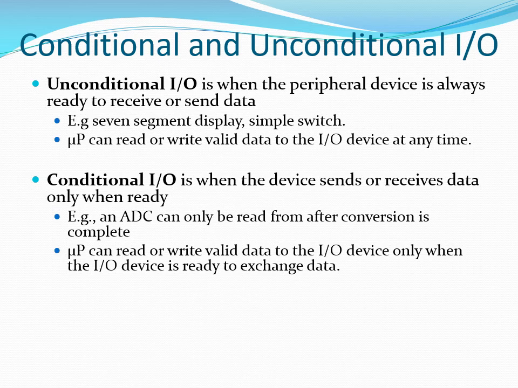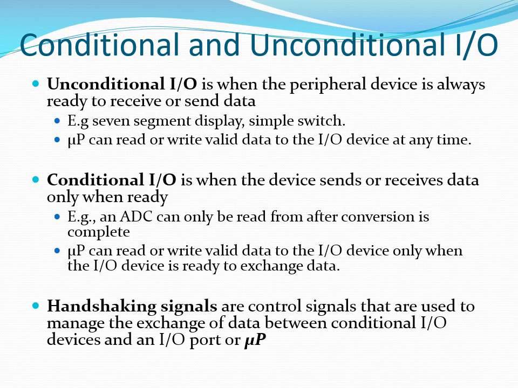Conditional I/O is when the device sends or receives data only when ready. As an example, an ADC can only be read from after the AD conversion has been completed. Handshaking signals are control signals that are used to manage the exchange of data between a conditional I/O device and an I/O port or a microprocessor.